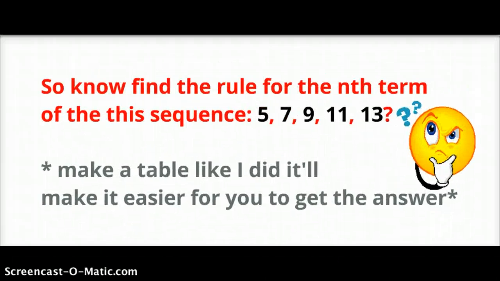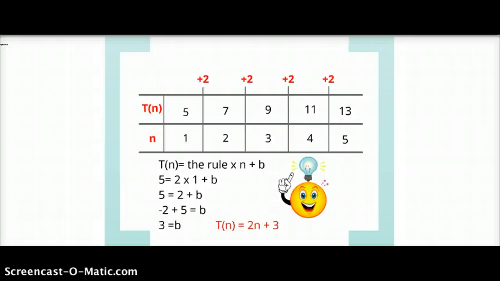Now it's your turn to work out this question. Find the nth term of this sequence: 5, 7, 9, 11, 13. Don't forget, if you make a table, it would be easier for you. If you get the same answer I've got, it means that you are smart.